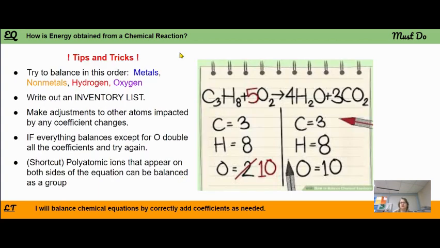Here are some tips and tricks for balancing, some things that you can think about. First off, try balancing in this order: metals first, then non-metals, then hydrogen, then oxygen.